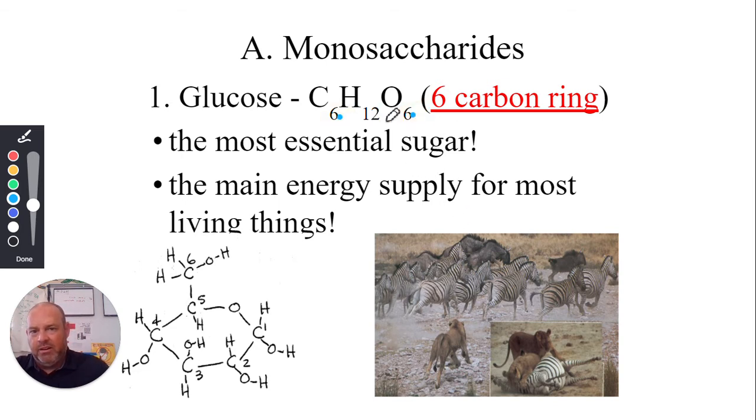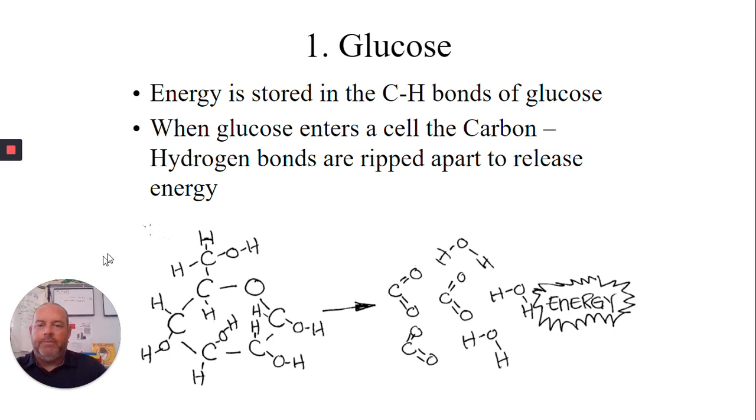All right, so a little more on glucose. Energy is stored in the carbon-hydrogen bonds of glucose. There's lots of carbon-hydrogen bonds, and that's where the energy is, right? The energy is always in the bonds. That's where the electrons are. And so the energy is usually stored in the bonds. And when glucose enters the cell, those carbon and hydrogen bonds are ripped apart to release energy. That's what you do in cellular respiration. When you eat a meal and then respiration starts working, your bonds are just getting shredded in there, and every bond that's breaking creates this energy.